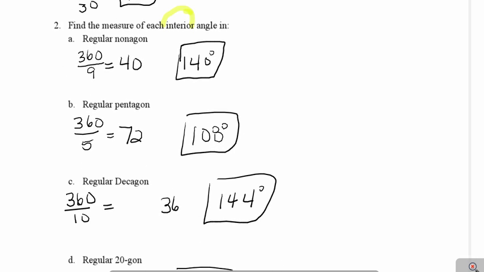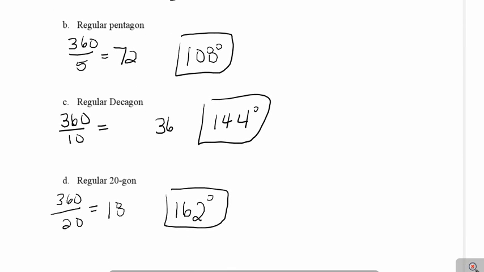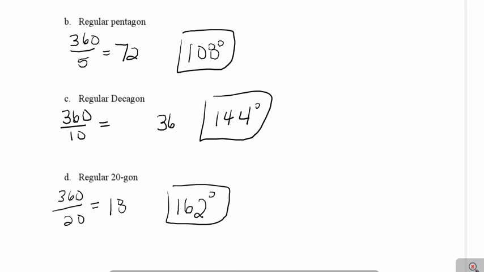Now moving on to number 2, it asks you to find the measure of each interior angle. 2A, a regular nonagon, each interior angle is 140 degrees. Notice that first I found the exterior angle and then I just took the supplement of that. 2B, a regular pentagon, each interior angle is 108 degrees. 2C, a regular decagon, each interior angle is 144 degrees. And then 2D, a regular 20gon, each interior angle is 162 degrees.